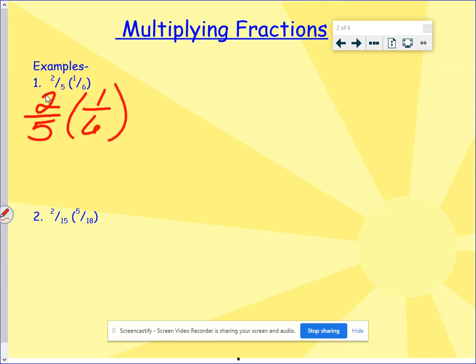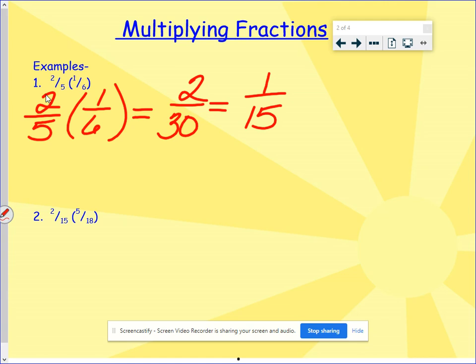Now, one bonus when you are multiplying and dividing fractions is you do not need to get common denominators. So you simply take the numerator multiplied by the numerator, and the denominator multiplied by the denominator. So we say 2 multiplied by 1 is 2, and 5 multiplied by 6 is 30. And of course, we notice that 2/30 is not in simplest form, so we have to divide both by 2, and we get 1/15.